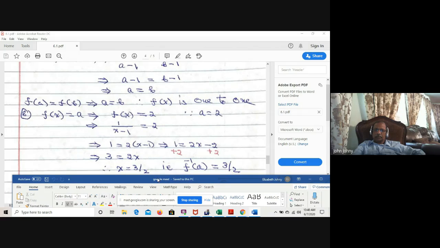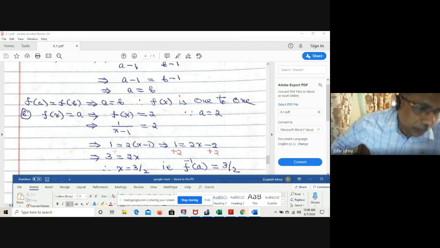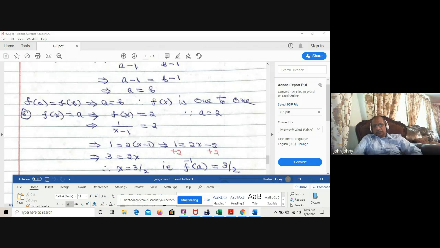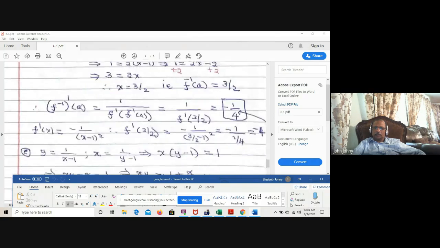So that's the second part. That is, you set f(x) equal to a, and a is 2. So f(x) is equal to 2, and since f(x) is 1 over x minus 1, that is 2. That implies 1 is equal to 2 times x minus 1. Solve for x. You get x is equal to 3 over 2. So f inverse of a is equal to 3 over 2. That's the second part of the question.